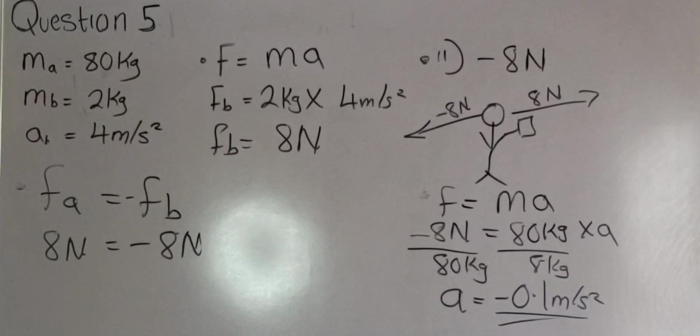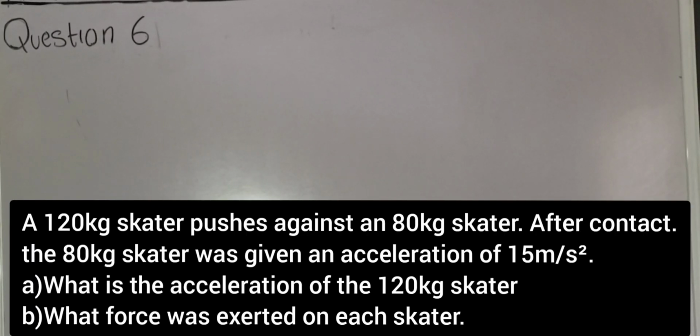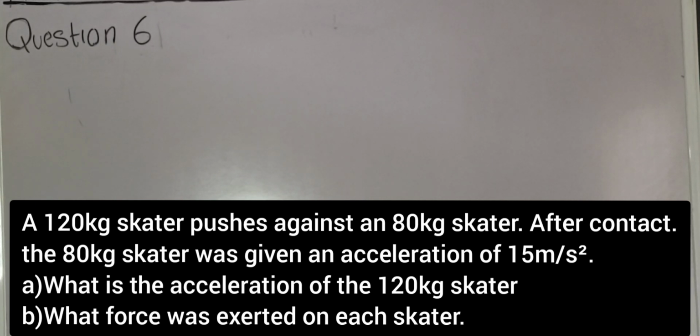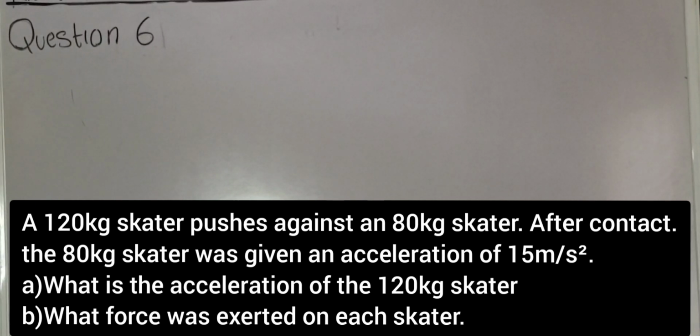That is question 6. A 120 kilogram skater pushes against an 80 kilogram skater. After contact, the 80 kilogram skater was given an acceleration of 15 meters per second squared. Question A. What is the acceleration of the 120 kilogram skater? Question B. What force was exerted on each skater? Okay, let's start by writing out the parameters that we are given in the question.